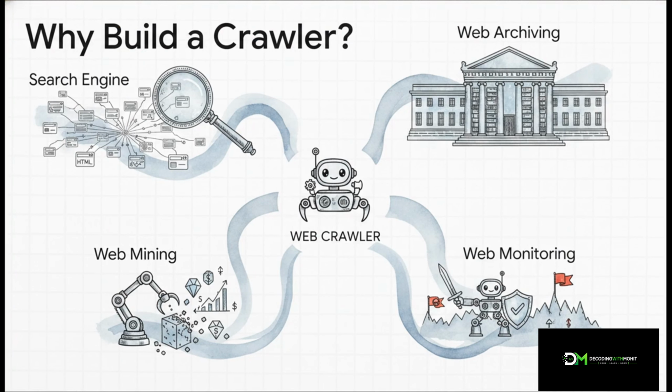And why would you build one of these? Well, the reasons are huge. I mean, think about it. Search engines, obviously. Google's Googlebot is probably the most famous one. But it's not just them. The Library of Congress uses crawlers to archive our digital history. Financial firms use them to mine data. You even have companies using them to monitor for things like copyright infringement. They are absolutely fundamental to how we find, well, anything online.